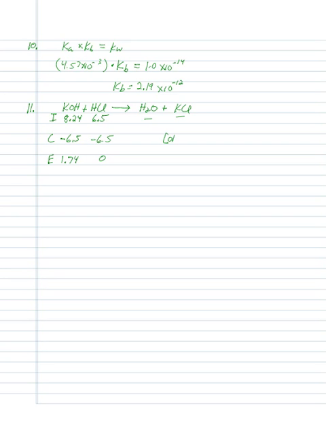So my concentration of OH minus is going to be equal to 1.74 millimoles over my new volume, which is going to be 110 milliliters because I added 65 and 45. That comes out to be 1.58 times 10 to the minus 2. Now we just calculate a pOH by taking the negative log of that, and we get 1.80, and we just subtract that from 14, and we get a pH of 12.20.